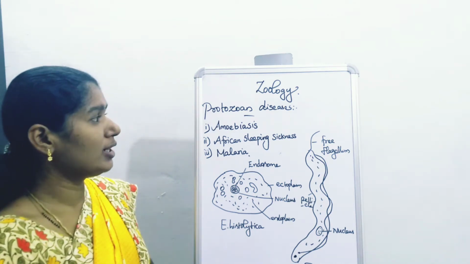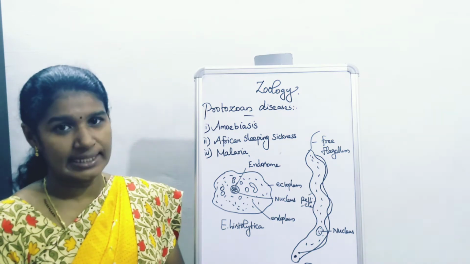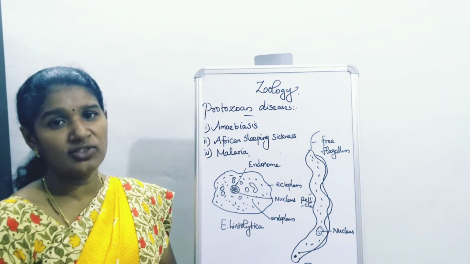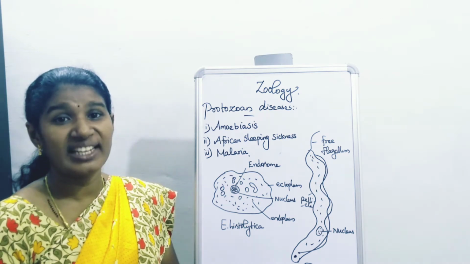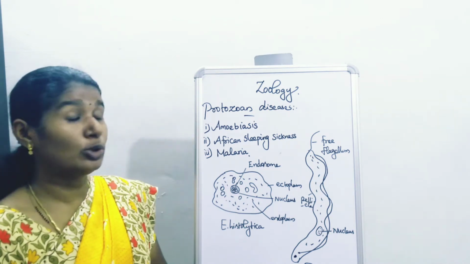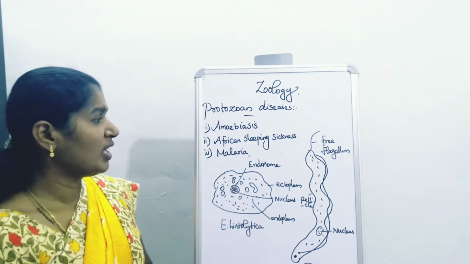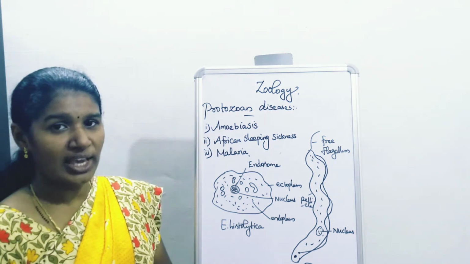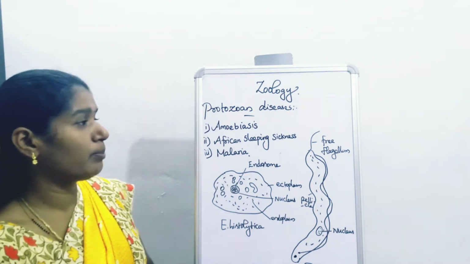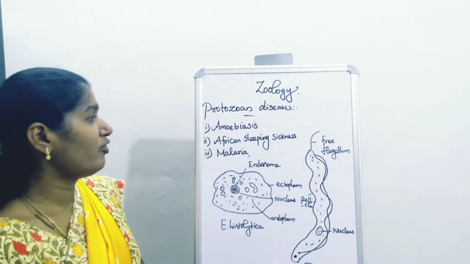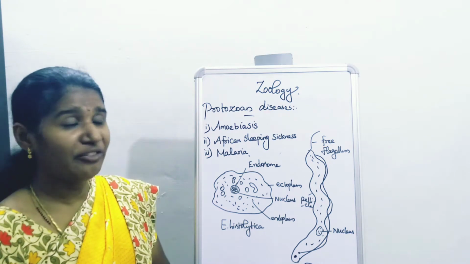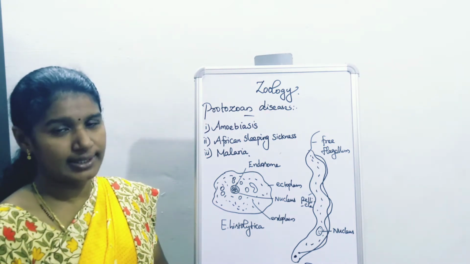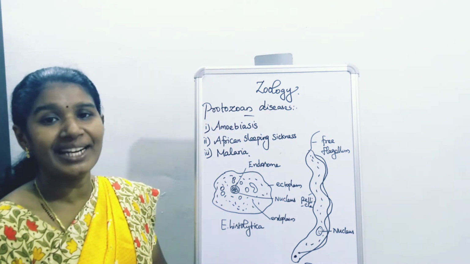Now, we are going to learn about protozoan disease. Nearly 15 genera cause different types of diseases in man, and these are called protozoan diseases. Here, I am going to explain only three different types of protozoan disease. First one, amoebiasis. Second one, African sleeping sickness. And the third one, malaria.